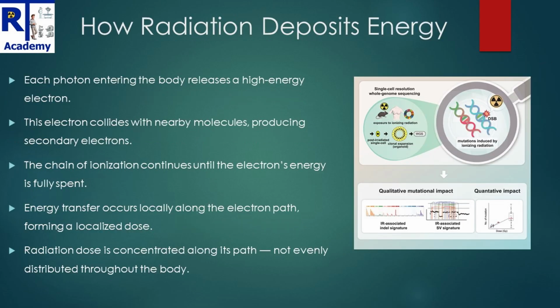Ionization chain and energy stop. Every photon entering the body releases an electron. That electron collides and produces new electrons. The ionization chain continues until energy is exhausted. Electron energy is transferred to nearby molecules, forming a local dose. Dose is always localized along the radiation path, not spread evenly across the body.